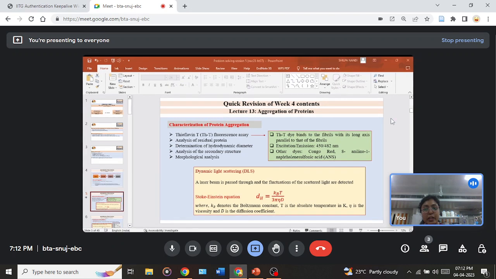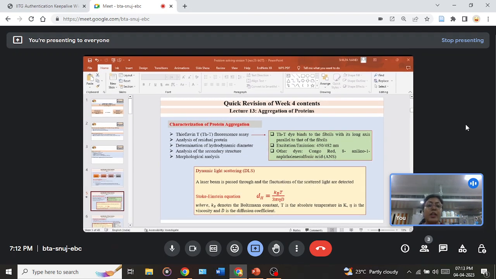Next, we went through the characterization of protein aggregation. What are the various assays and analyses used for characterizing a protein aggregate? The first one is the thioflavin T fluorescence assay. Then there is analysis of residual protein. The third one is determination of hydrodynamic diameter. Fourth is analysis of secondary structure, and lastly it is morphological analysis.